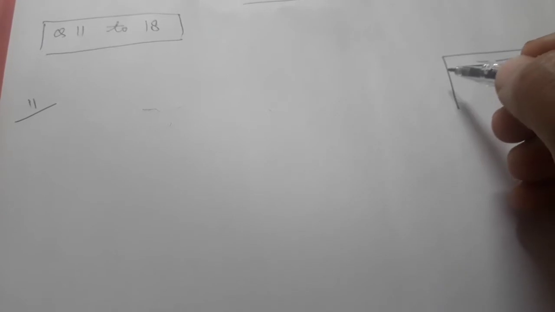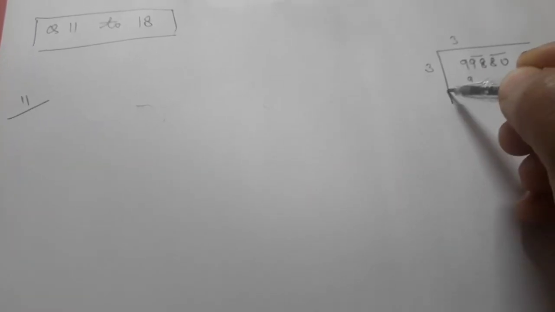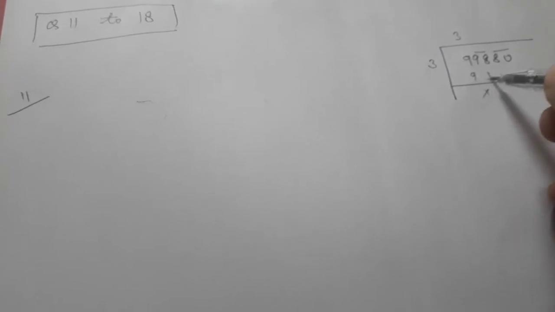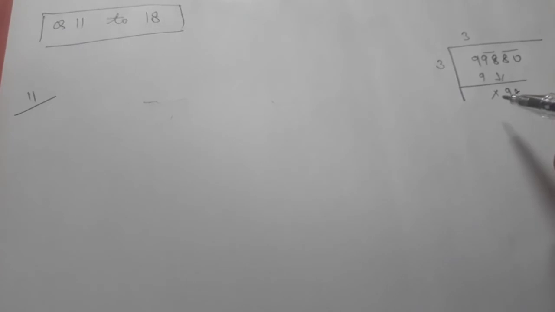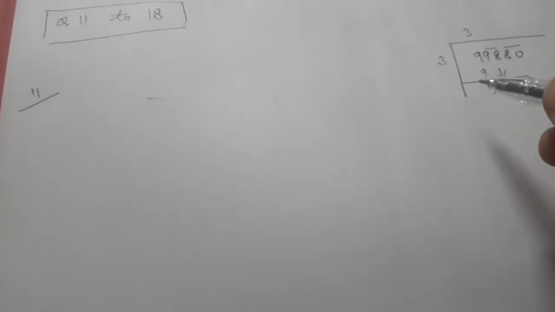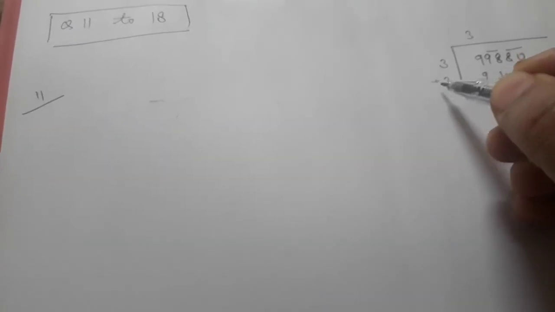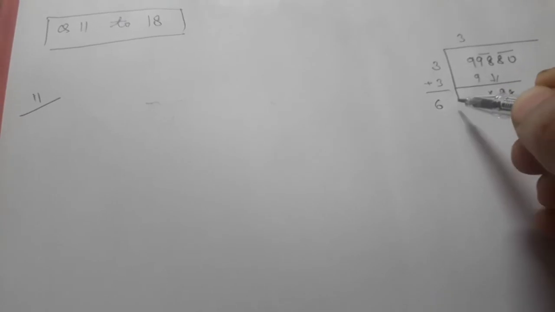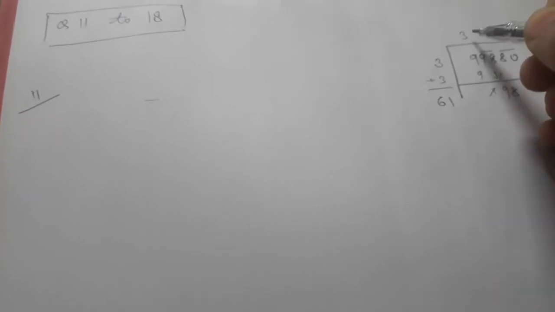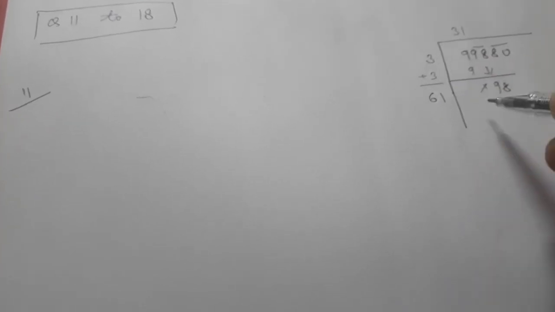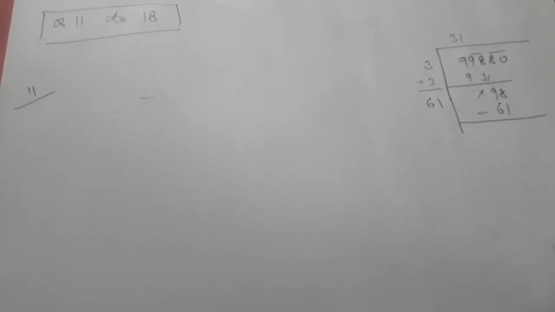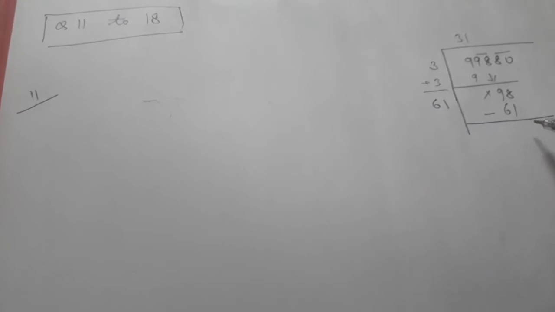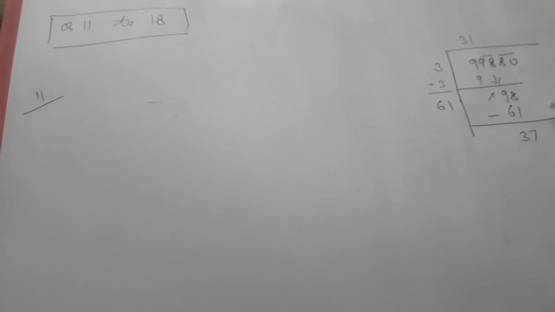9 is on the left, and it will go by 3 only. Bringing down the whole pair, 3 plus 3 will become 6. The next number we take is 1, so here we also write 1. So 61 would be the number. Subtract 61 from 98, and the number would be 37.